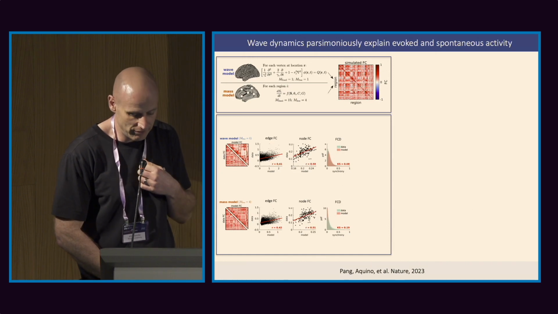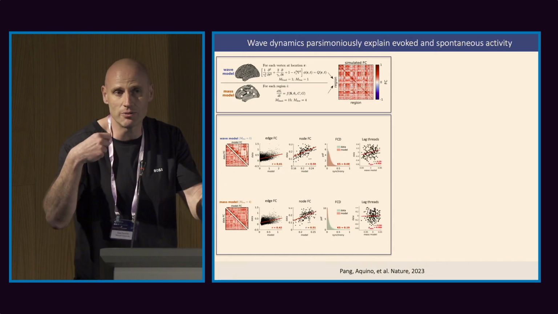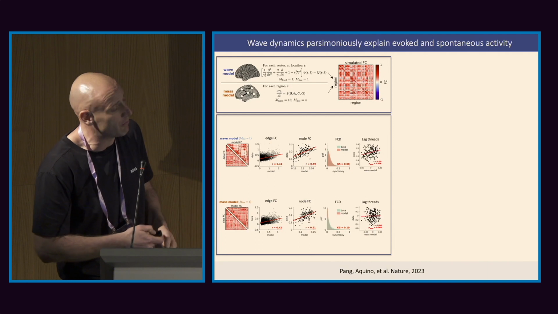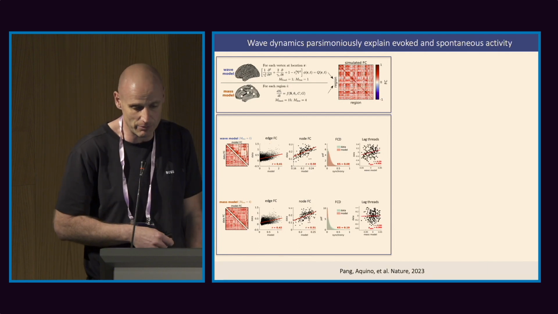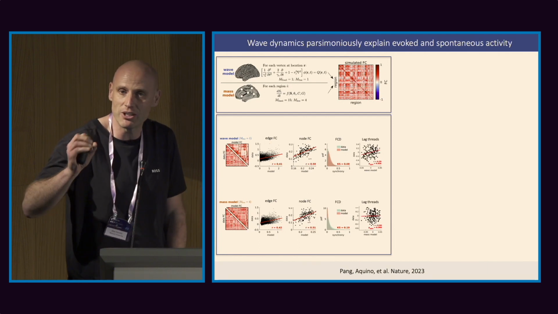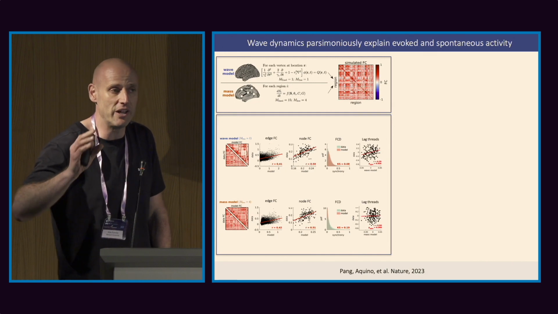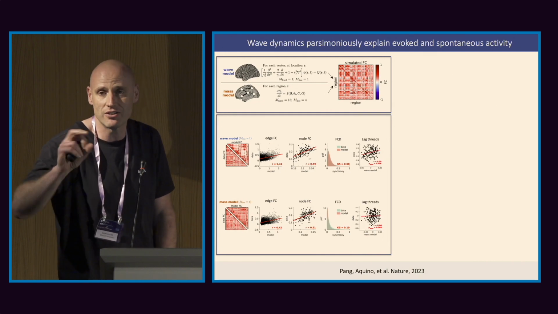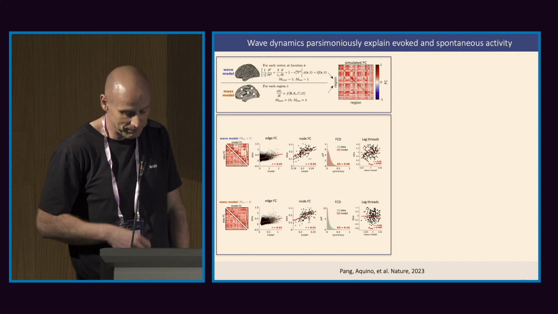And in response to a reviewer comment, we also looked at lagged interactions between brain regions. We found the wave model did much better than the mass model. So again, because of this difference in model complexity, the wave model offers a much more parsimonious account of these different resting state dynamics.